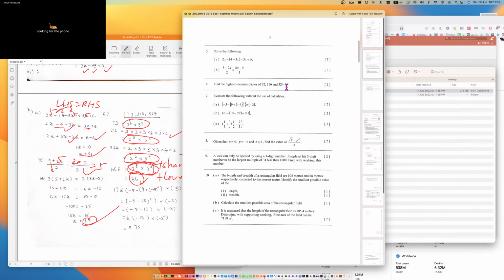They ask you for the answer. So it must give 36. Yes. Okay. Then, evaluate the following without the use of a calculator. Basically, you need to show your steps.